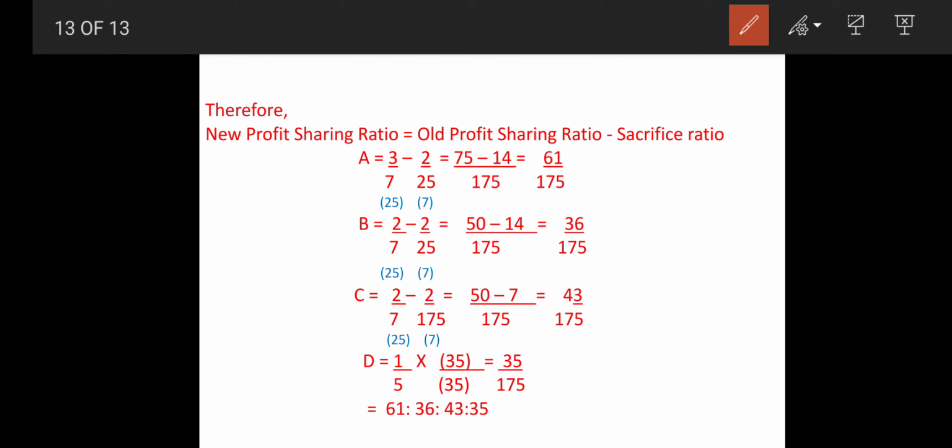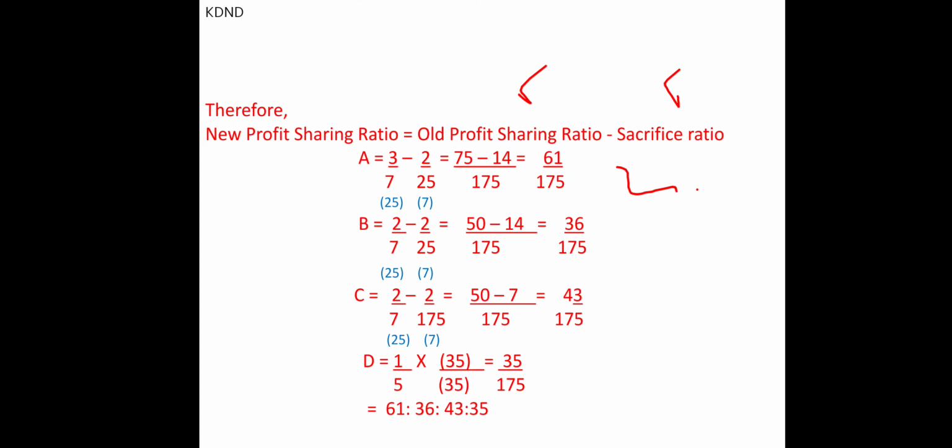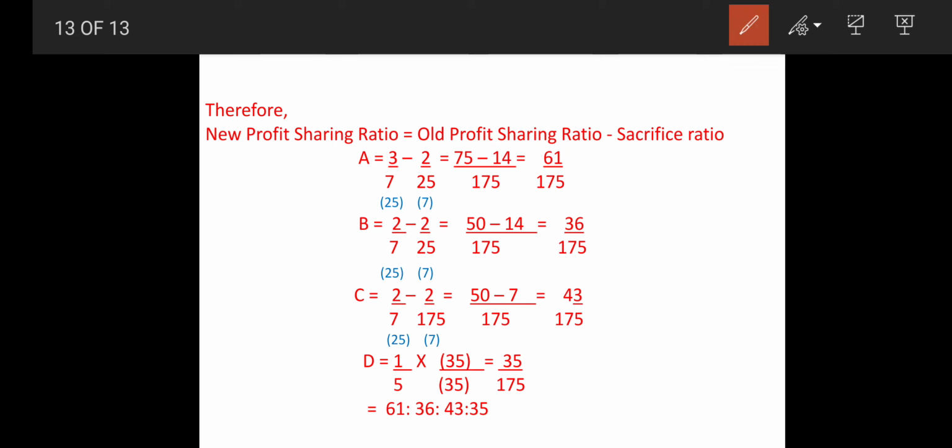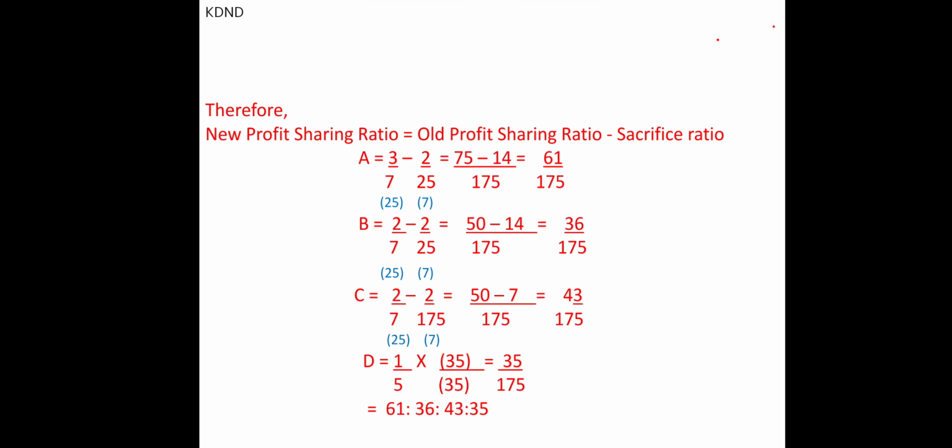Now we just subtract from the old partner's share. So old profit sharing ratio minus sacrifice share, and we got 61/175. 25 sevens is 175, your LCM. This way we will get the full answer of the sum. So finally they got 61:36:43.